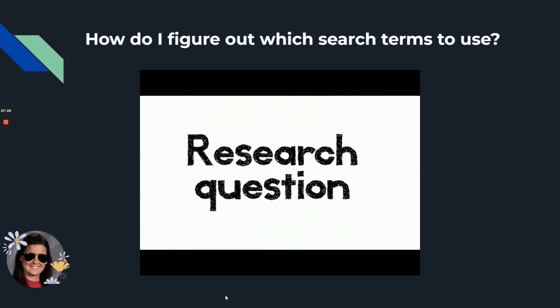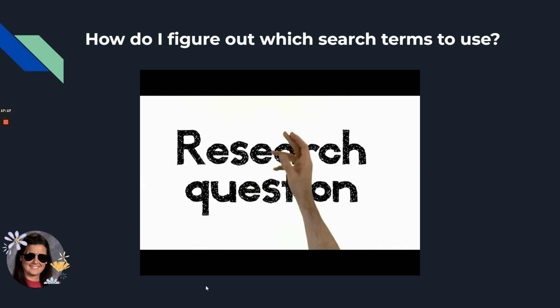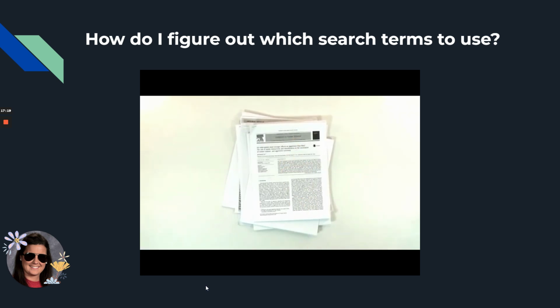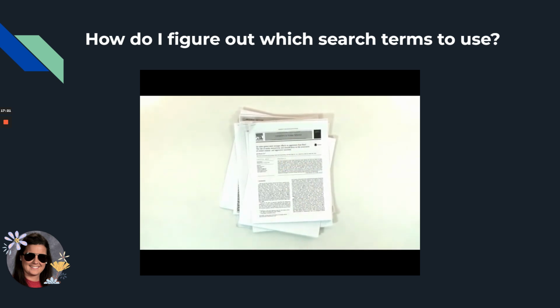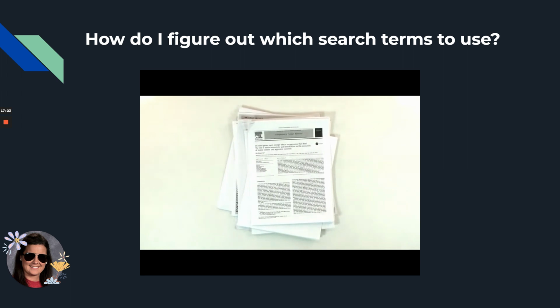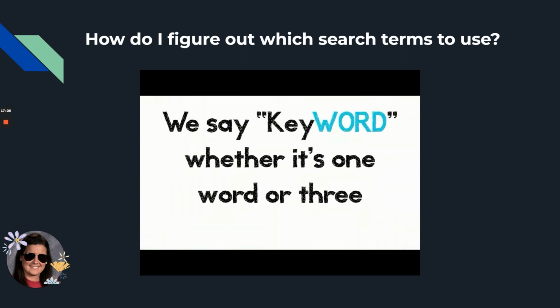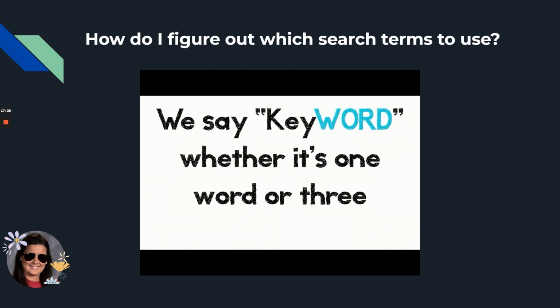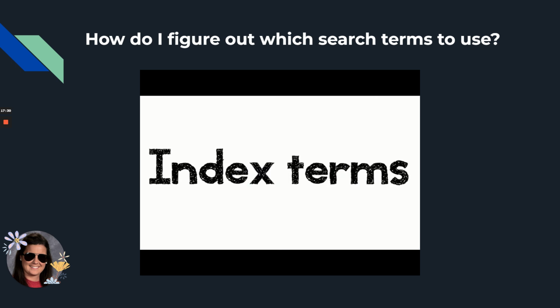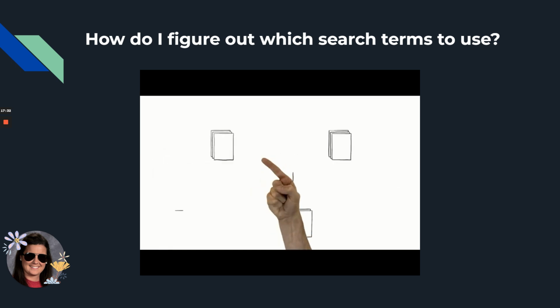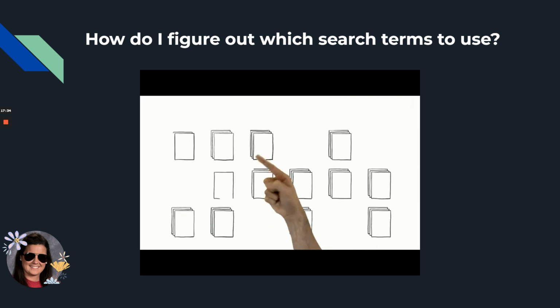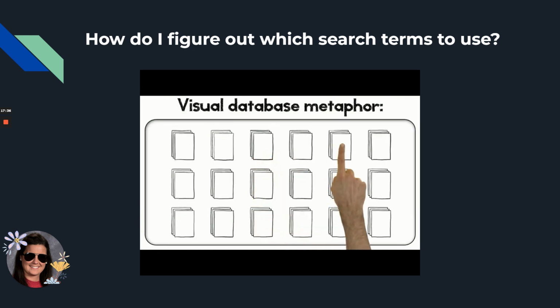How do you get from a research question to a pile of useful articles? Magic! Wait, no, what am I saying? It's keywords. And FYI, we use the term keyword whether it's one word or three. Keywords are index terms. The word index comes from Latin, meaning pointer finger. Index terms point the way for a computer to retrieve a particular document from a database.